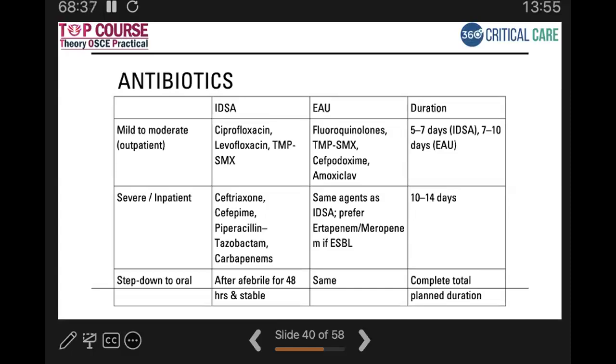But most of the patients whom we see in the ICU are in the severe or inpatient category, where you have to start with IV antibiotics. You have to continue for 10 to 14 days. Okay. And once the patient is stable, at least afebrile for 48 hours, then you can even switch the IV antibiotic to oral antibiotic therapy, but you have to continue definitely for 14 days. 10 to 14 days mandatory is very important.